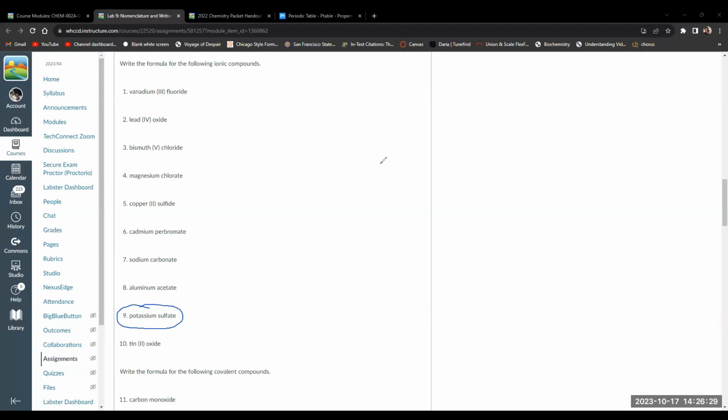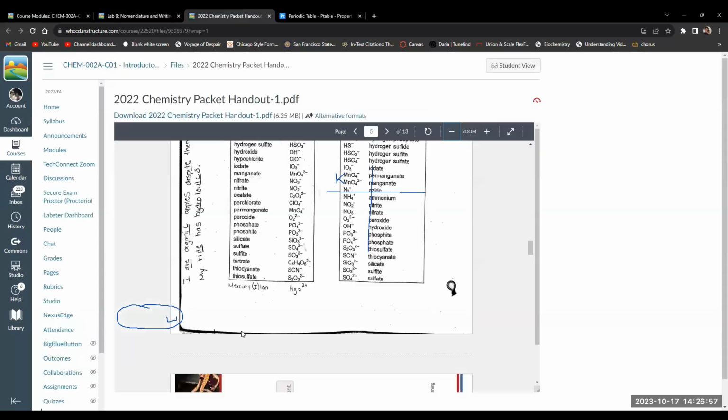So what's potassium in the element? What's the element? Potassium, a symbol, I mean. Can't talk anymore. It's K. And sulfate, we know it's a polyatomic because of the ATE. So sulfate is right here, with a -2 charge.